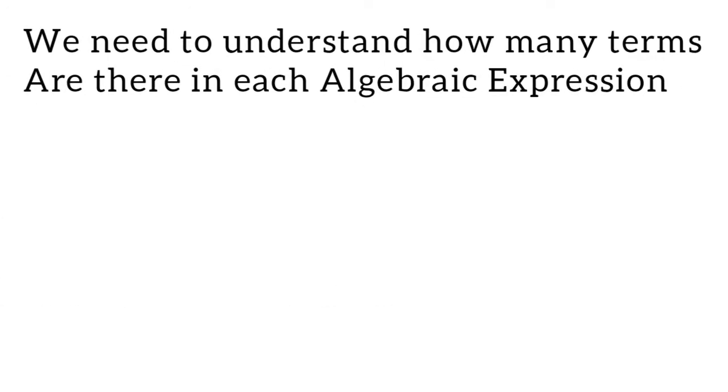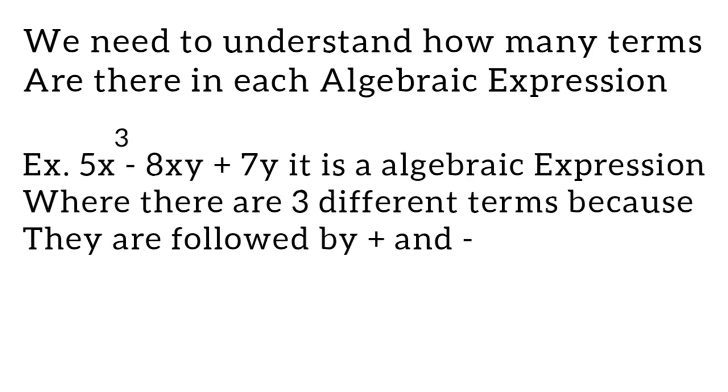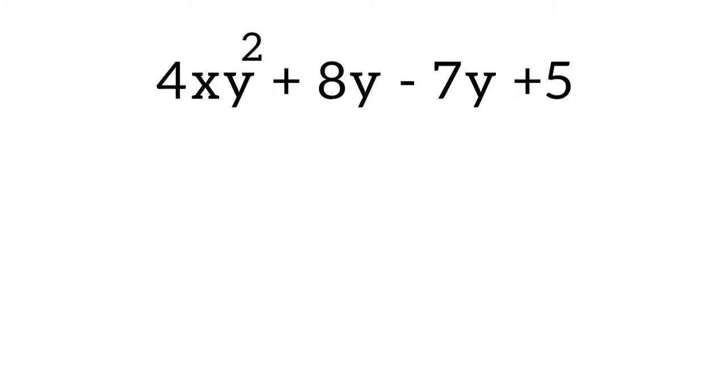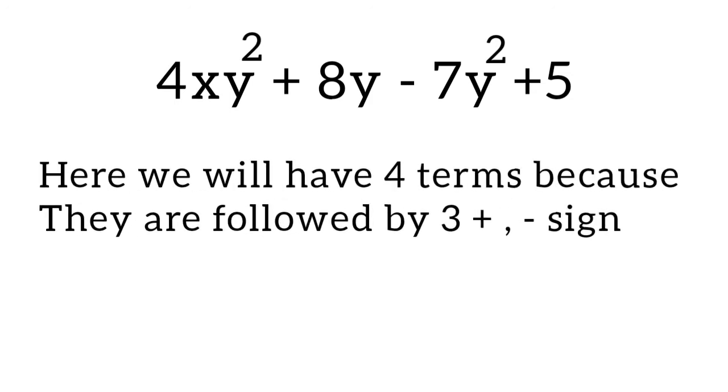Now, how do we find out how many terms are there in each expression? Let's take an example. 5x cube minus 8xy plus 7y square. It is an algebraic expression wherein there are three different terms because they are followed by plus or minus. So 5x cube is one term, 8xy is another term, and 7y square another term. So there are three terms. Now try the same thing for the next example. 4xy square plus 8xy minus 7y square plus 5. Yes, here we will have four terms because they are followed by three plus minus signs.